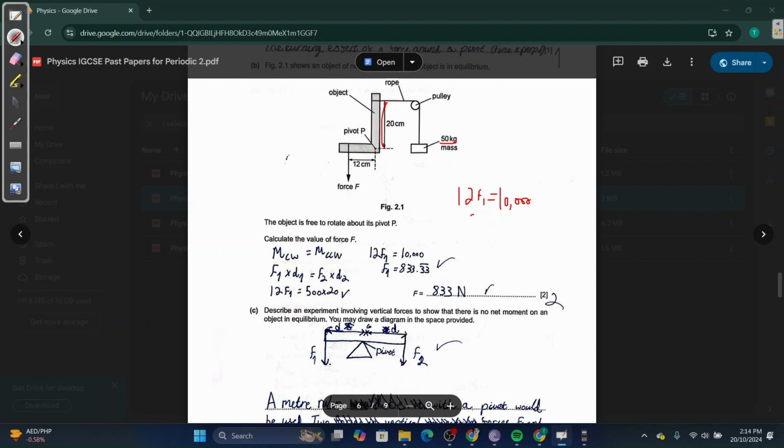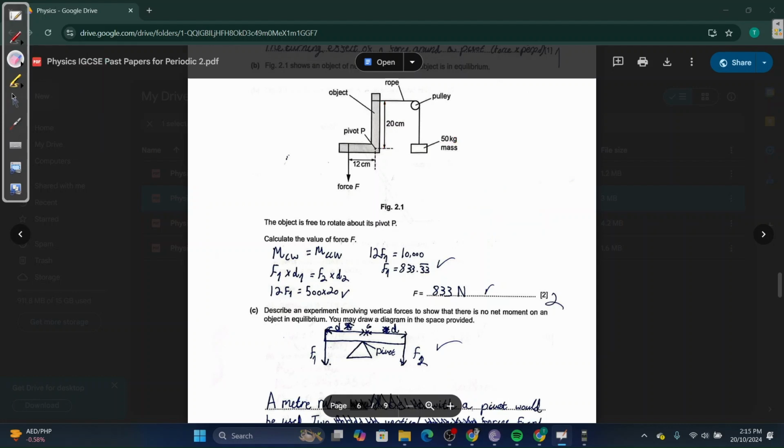Okay, then you divide and you're going to get 833.33 repeating. So I'll just use the repeating notation. Here we go, 833.33 repeating. Take it as 833 newtons, and that's your answer.